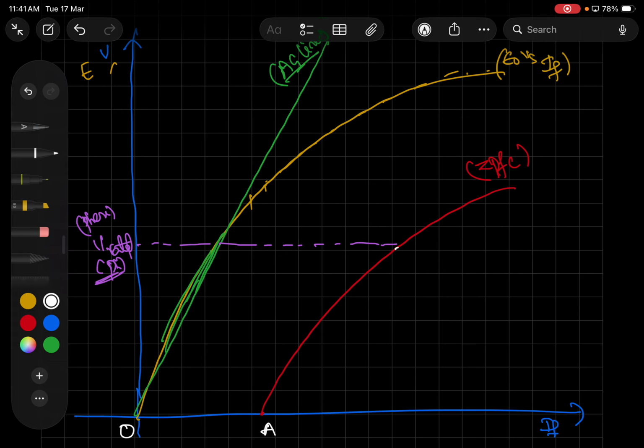Now, what is the intersection point here? This point I'm considering as B. It is the intersection point of the rated voltage line, OA, onto the ZPFC.